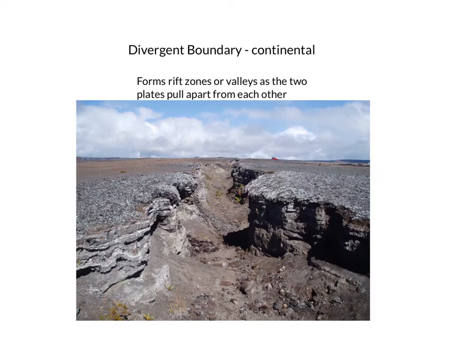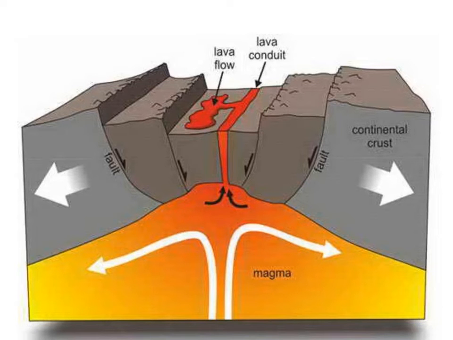This is a real-world image of what a rift valley looks like in between two continental plates that have diverged. And then here we have a pretty good visual representation of what happens at this type of divergent boundary. So again, you still have your magma coming up from the mantle, your two pieces of continental crust going opposite directions from each other, and this right here labeled lava conduit and lava flow.